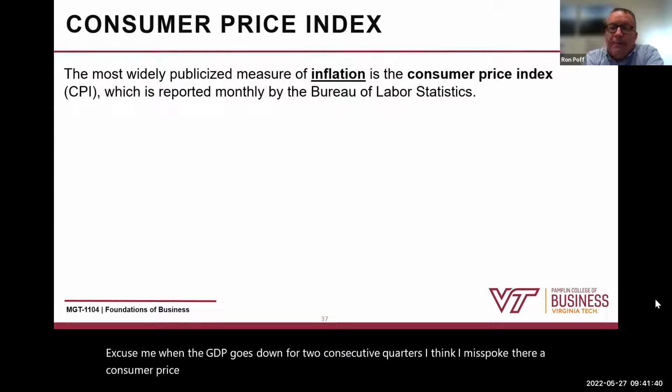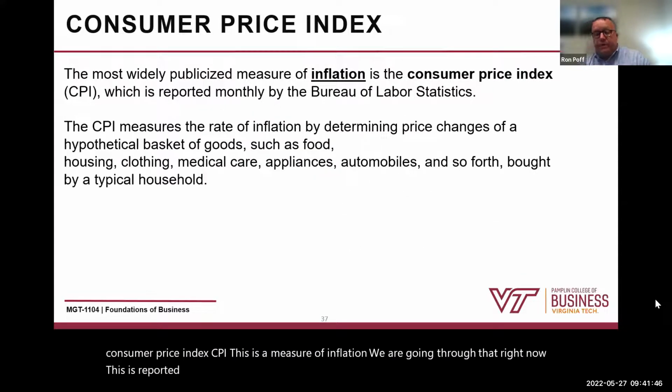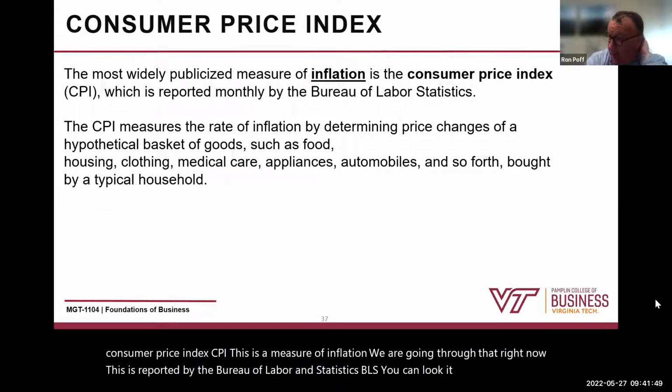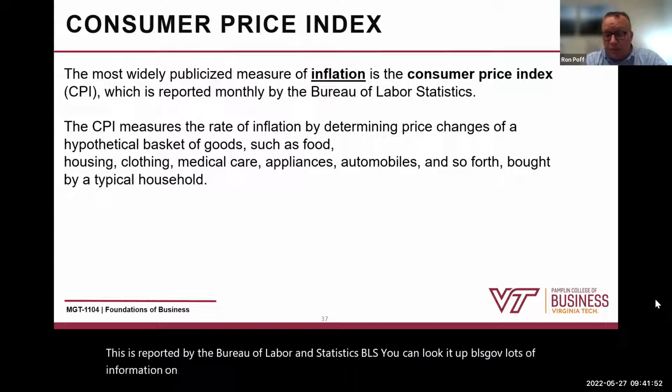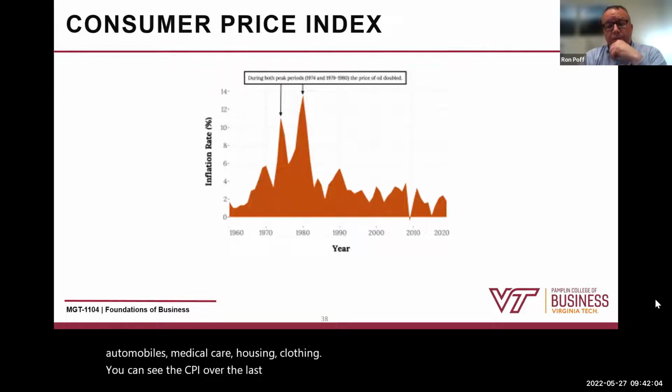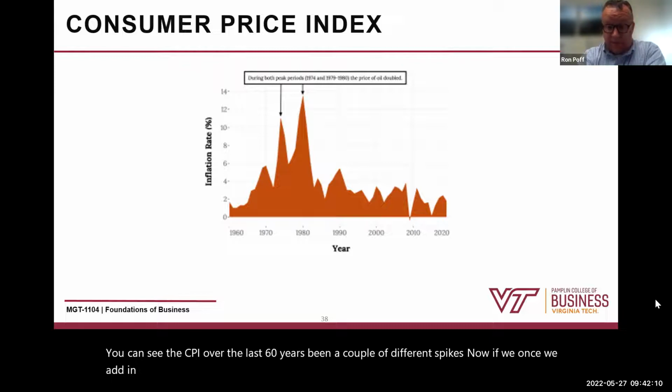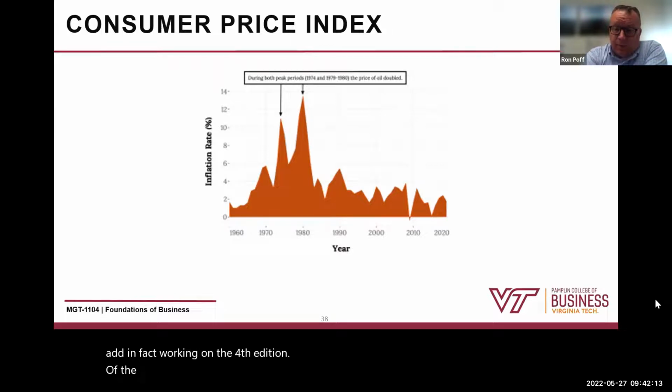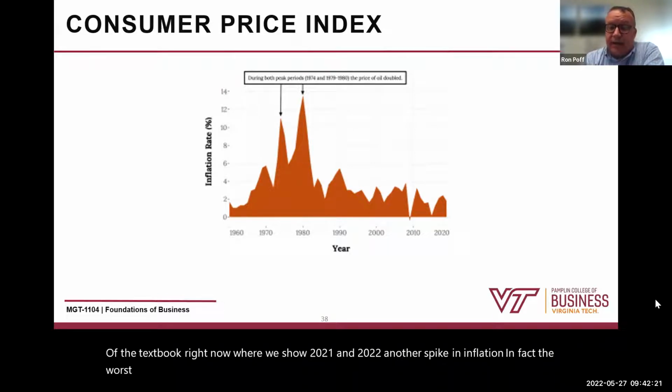Consumer Price Index, CPI, this is a measure of inflation. We are going through that right now. This is reported by the Bureau of Labor Statistics, BLS. You can look it up, bls.gov. Lots of information on that particular website. The CPI is measuring things like food, appliances, automobiles, medical care, housing, clothing. You can see the CPI over the last 60 years, been a couple of different spikes. Now, in fact, working on the 4th edition of the textbook right now, we show 2021 and 2022, another spike in inflation. In fact, the worst inflation since the 1980s.